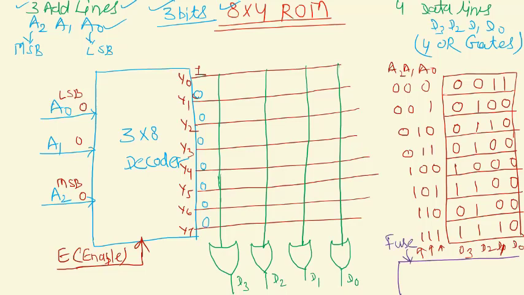So there is a concept of fuse. This sign is representing what? Intact. It means don't break. And this sign is representing the blown. It means connection blown, break the connection.